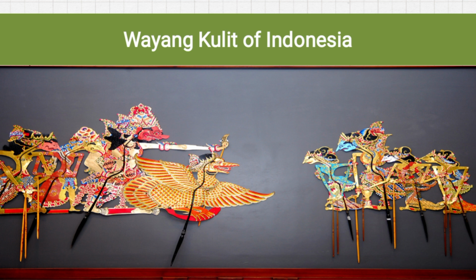So, Wayang Kulit is a traditional form of shadow puppetry from Indonesia, particularly associated with the island of Java. It is also found in Bali and other parts of Southeast Asia. The word Wayang refers to the puppet itself or the performance, and Kulit means skin or leather, referring to the material used to create the puppets.